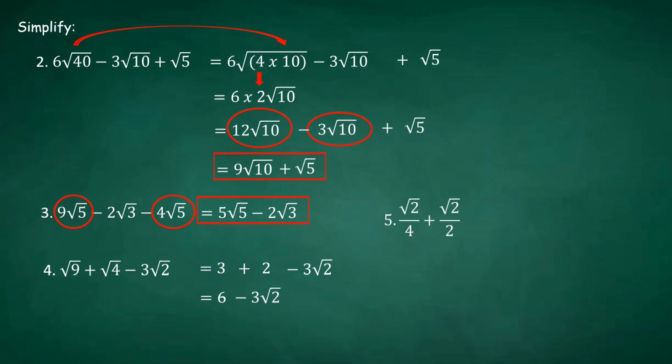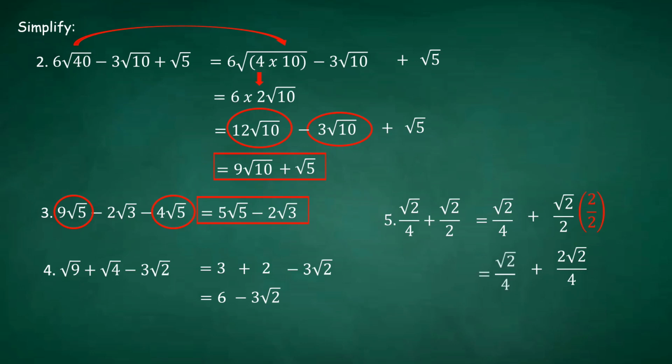Number 5. Simplify. Square root of 2 over 4, plus square root of 2 over 2. Just multiply by 2 over 2 the square root of 2 over 2, so that we can have the same denominator. Square root of 2 times 2 is equal to 2 square root of 2, and 2 times 2 is equal to 4.